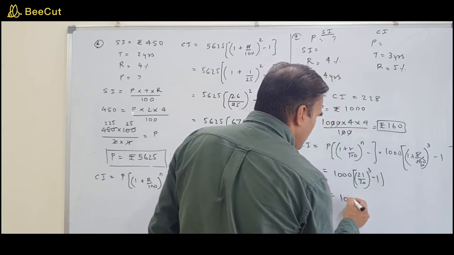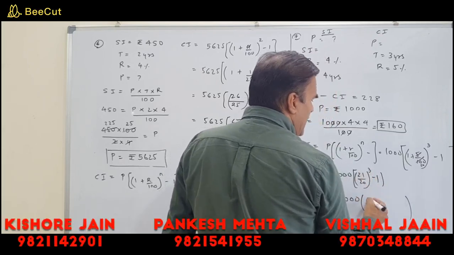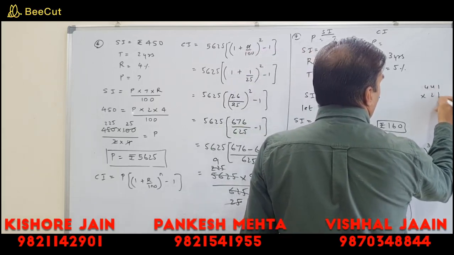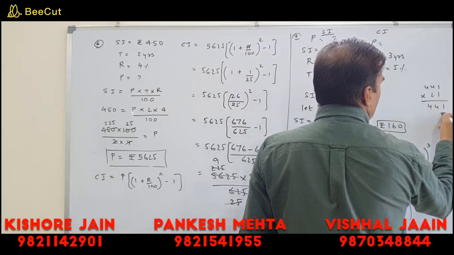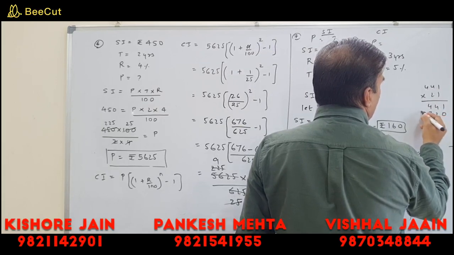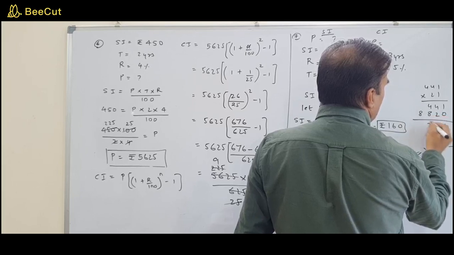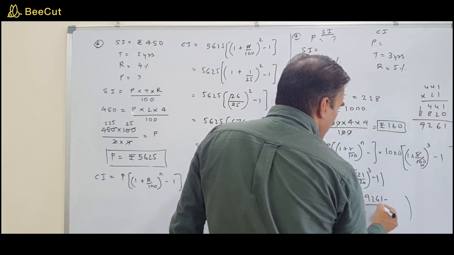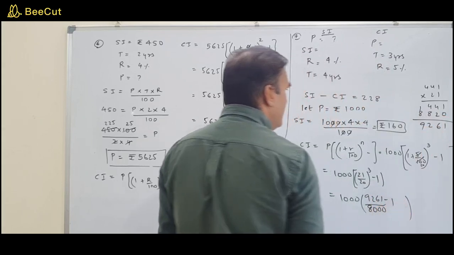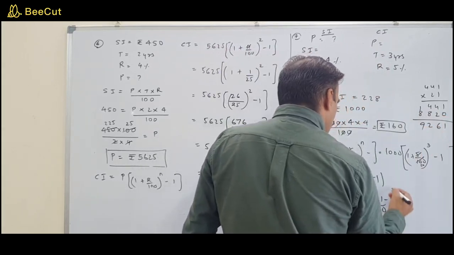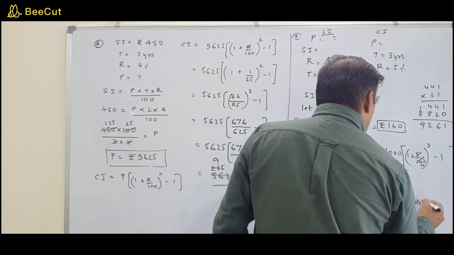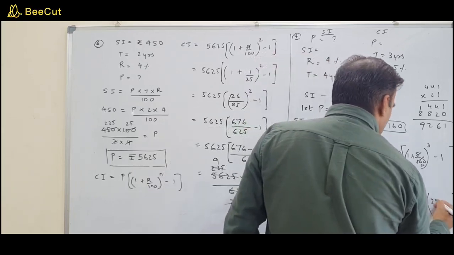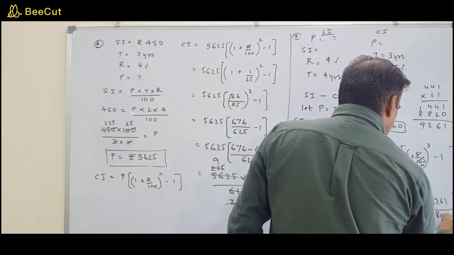So if I solve this further, 1000, this will be 21 into 21, 441. 441 into 21 is 9261. So 9261 upon 8000 minus 1. How to do further? That would mean 1000 multiplied by 9261 minus 8000, upon 8000. That means 1261 upon 8000.